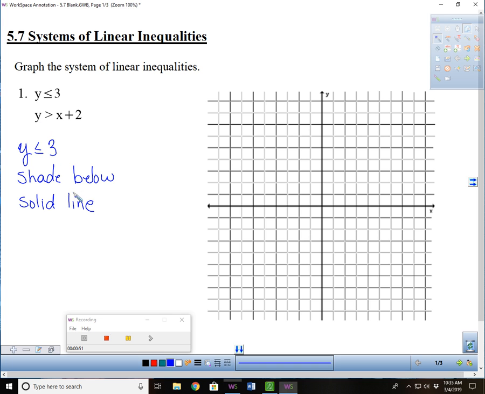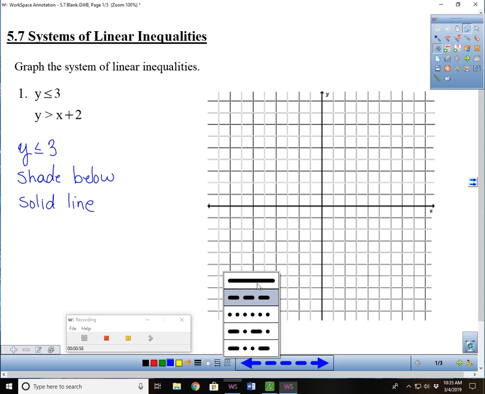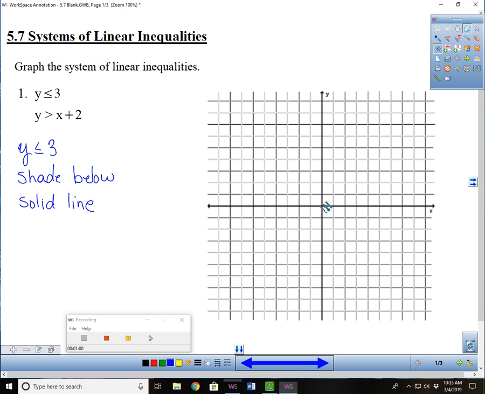All right, so I'm going to start there. I'm going to have a solid line. I'm going to go up where y is 3, and I'm going to draw a solid line all the way across. All right, then we're going to be shading below that line. So that's everything down here.